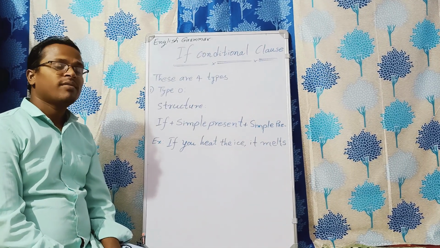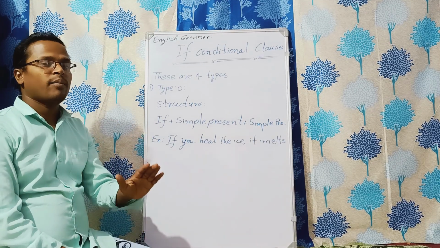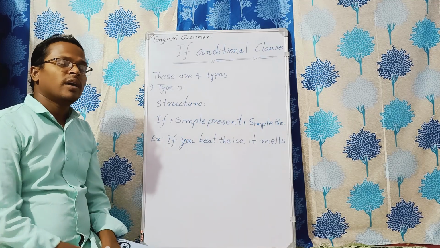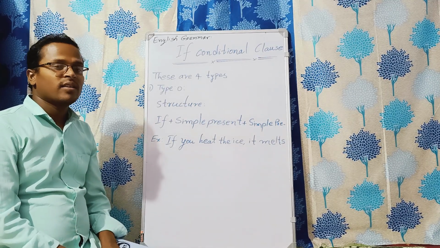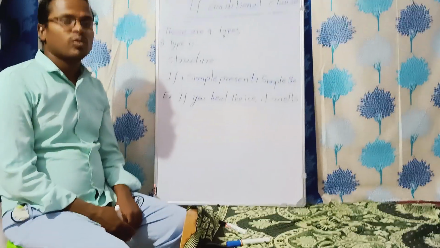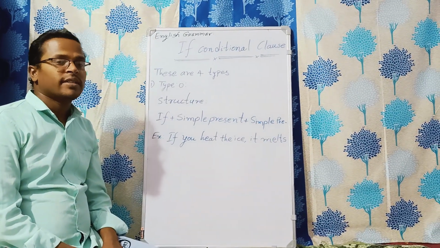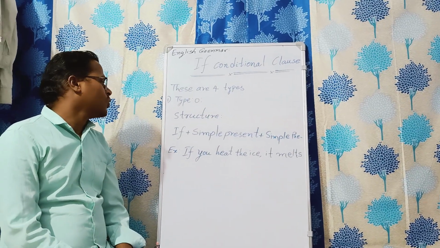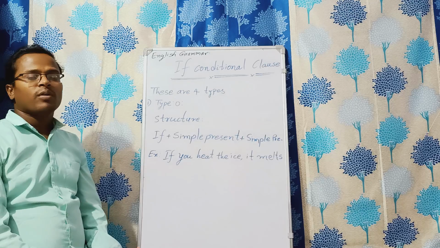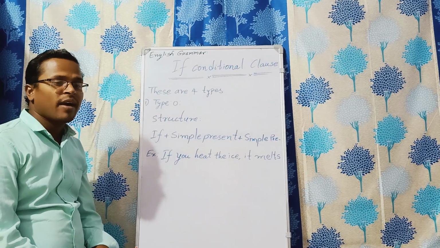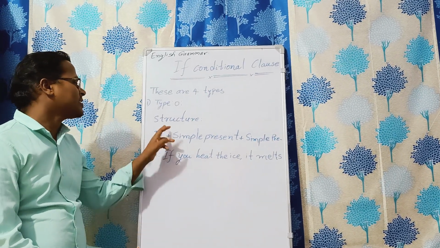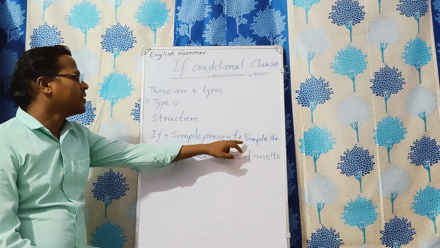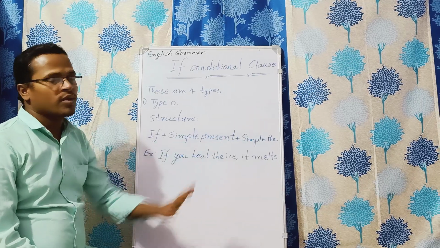These if conditional clauses are of four types. The first one is type 0, the second one is type 1, the third one is type 2, and the fourth one is type 3. So let us discuss the first one, type 0. Every type has its structure. The structure is if plus simple present, and the result also in simple present.